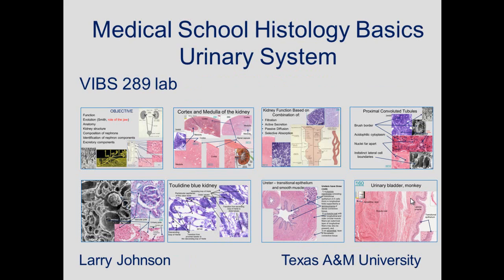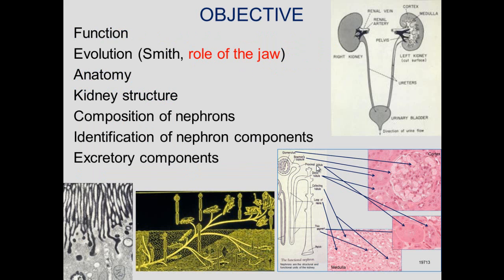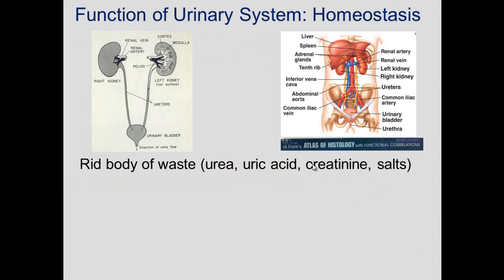Urinary system. Hi, I'm Larry Johnson. I'm a professor at Texas A&M University, and today we're going to talk about the urinary system. We'll start with evolution, function, anatomy, the components of a nephron, how to identify those components, and excretory components of the urinary system. Now, the function of our urinary system is one of maintaining homeostasis.